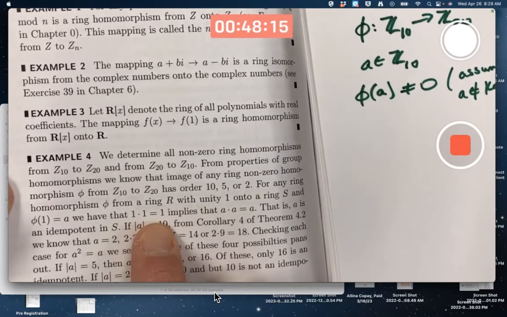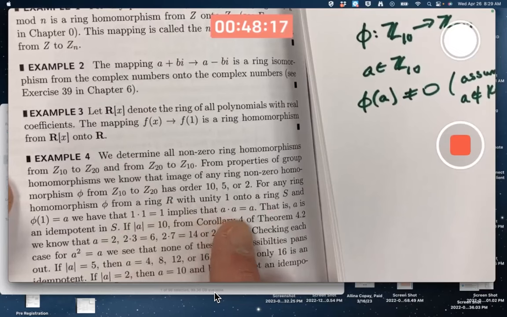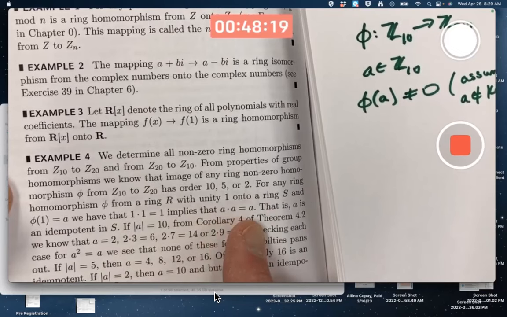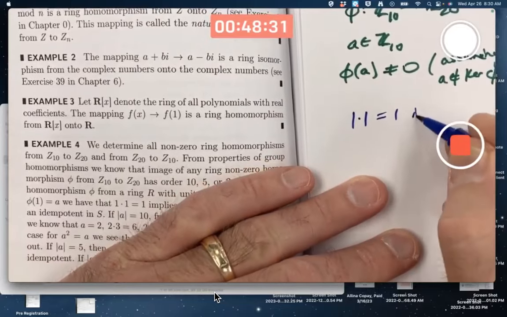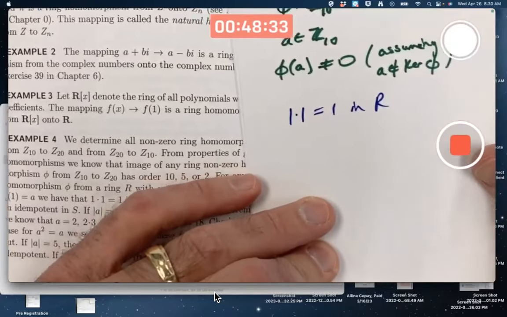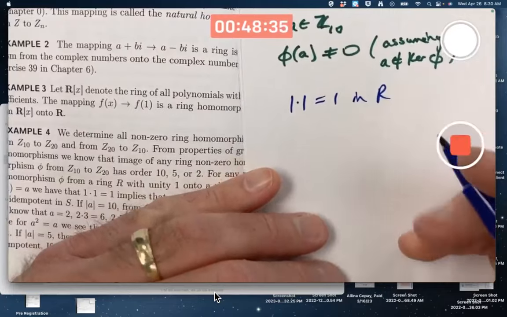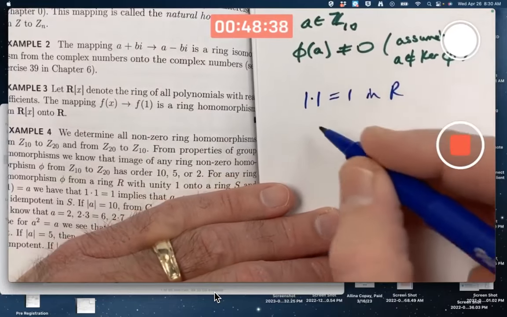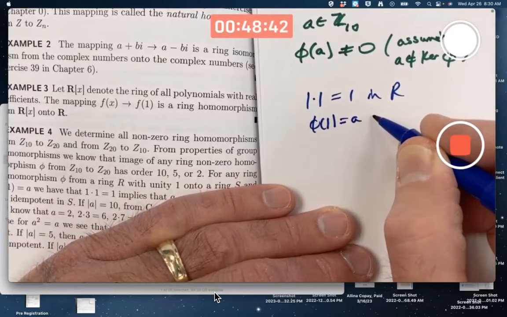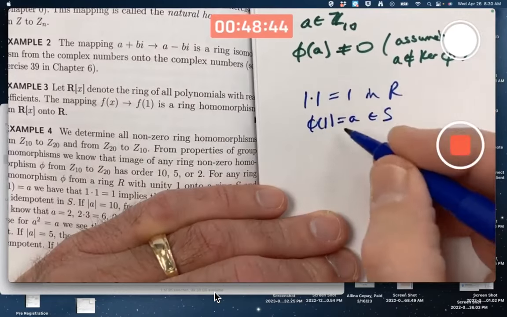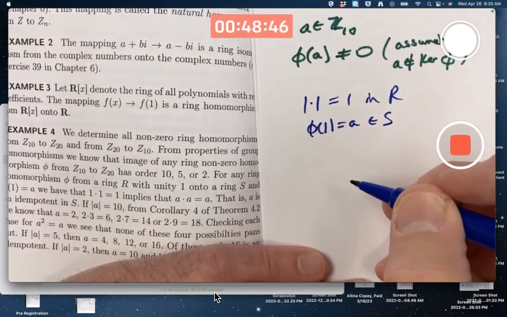Since 1 times 1 does equal 1 in R, this implies A times A equals A. Why? 1 times 1 equals 1 in R. We're just doing scratch work to try to understand this example here. We're assuming phi of 1 is A in S. They're saying it must be the case that A times A equals A in S.